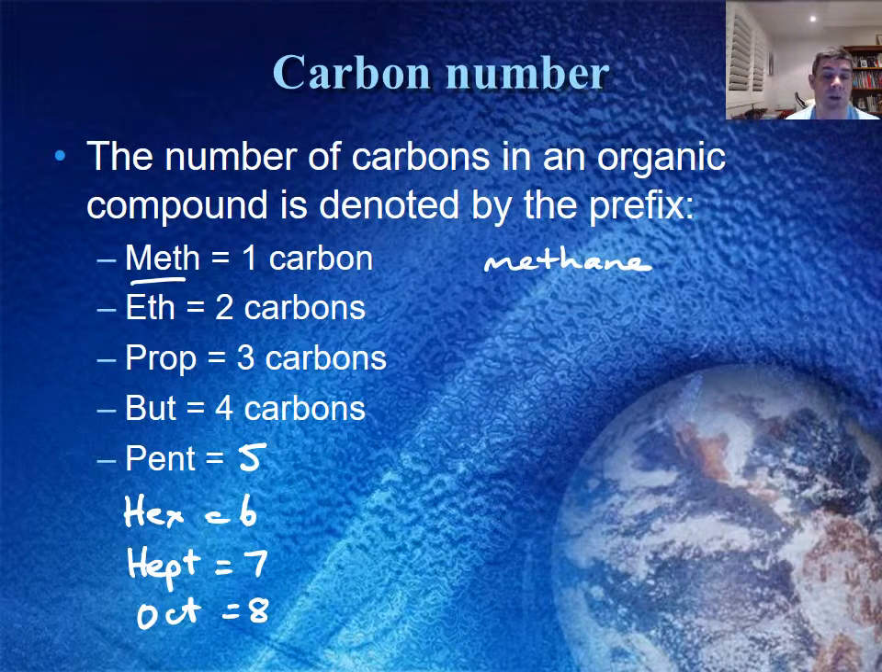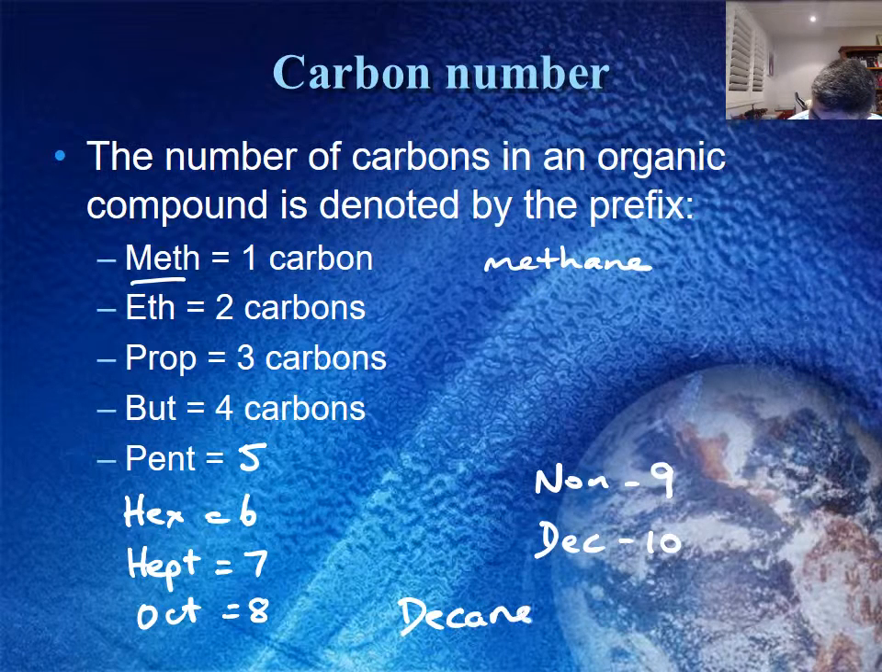You're only pretty much expected to go up to 8, but I guess to complete the sequence, non is 9, and dec, as you probably would guess, is 10. So therefore, something like decane would look very similar to methane with the same functional group, the same ending, but methane has 1 carbon and decane has 10.